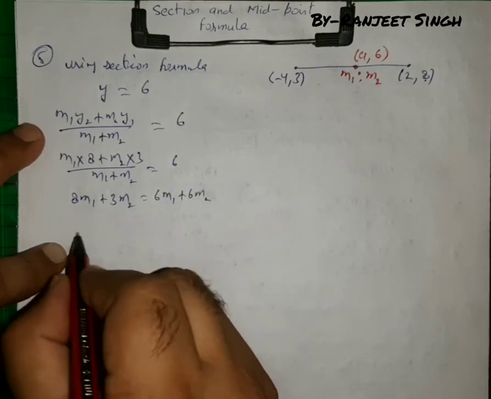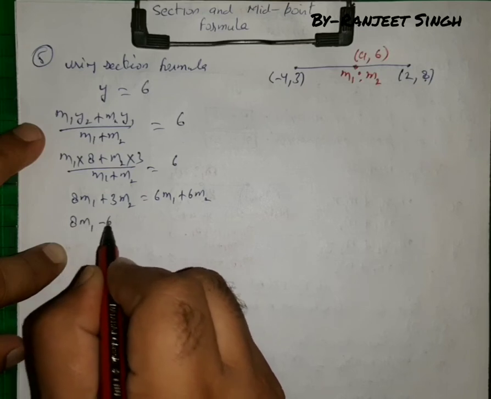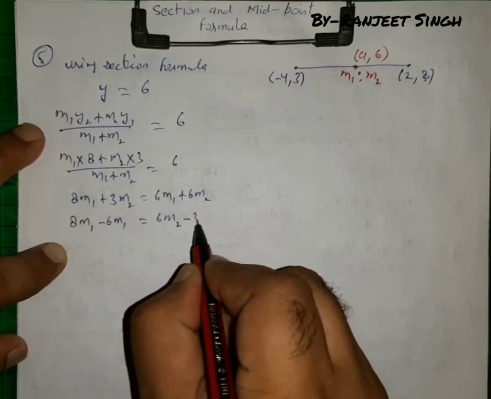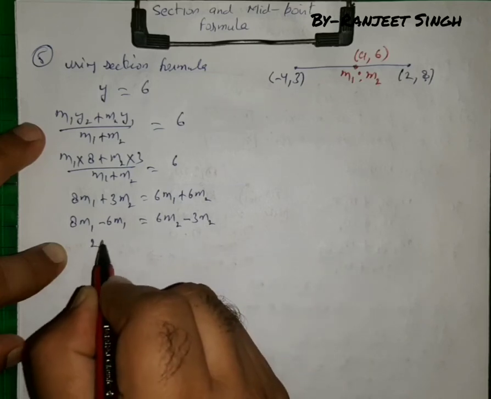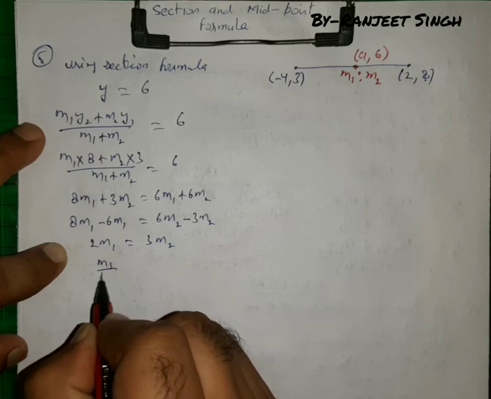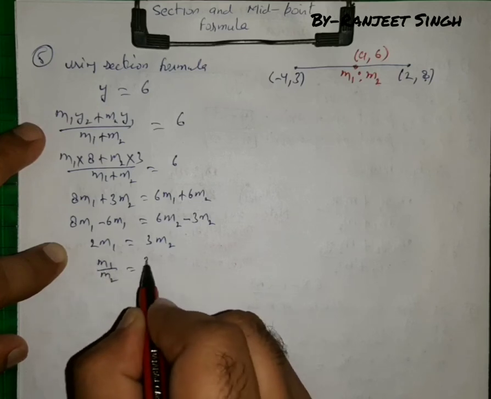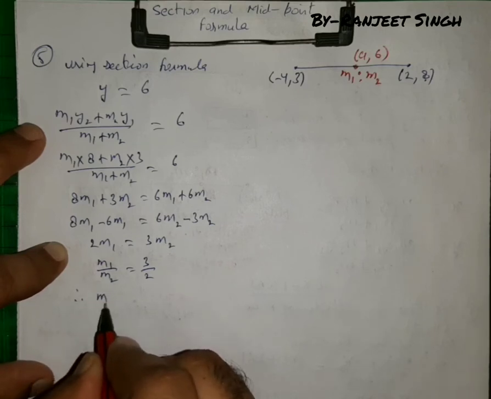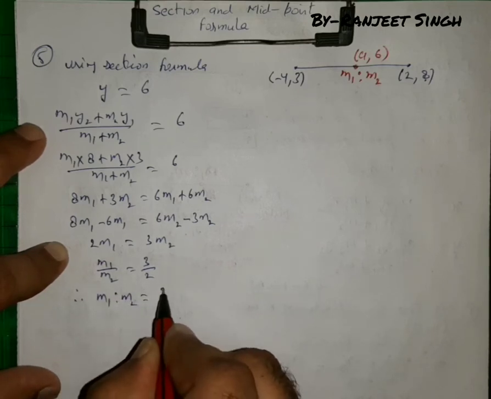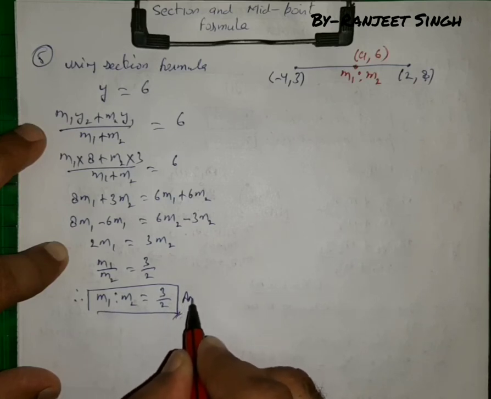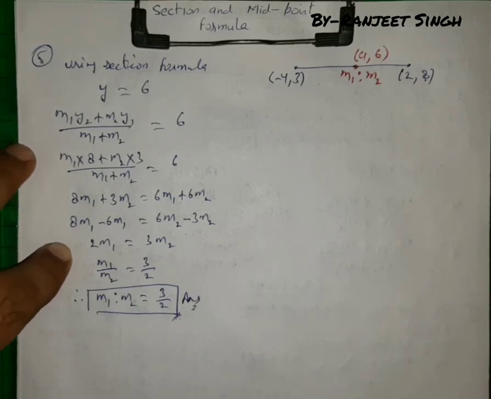Now I'm taking m1 on the left side, so 8m1 minus 6m1, and taking the m2 part on the other side, so 6m2 minus 3m2. So this is 2m1 is equal to 3m2, therefore m1 over m2 is equal to, again cross multiplying, 3 over 2. Therefore the ratio is 3 over 2, or 3 is to 2. This is the answer for the first part. Now we have to find the value of a.